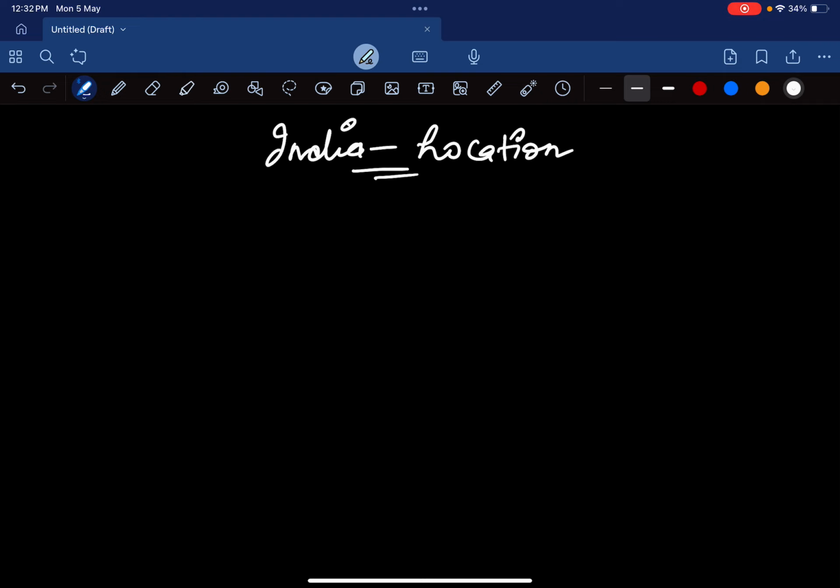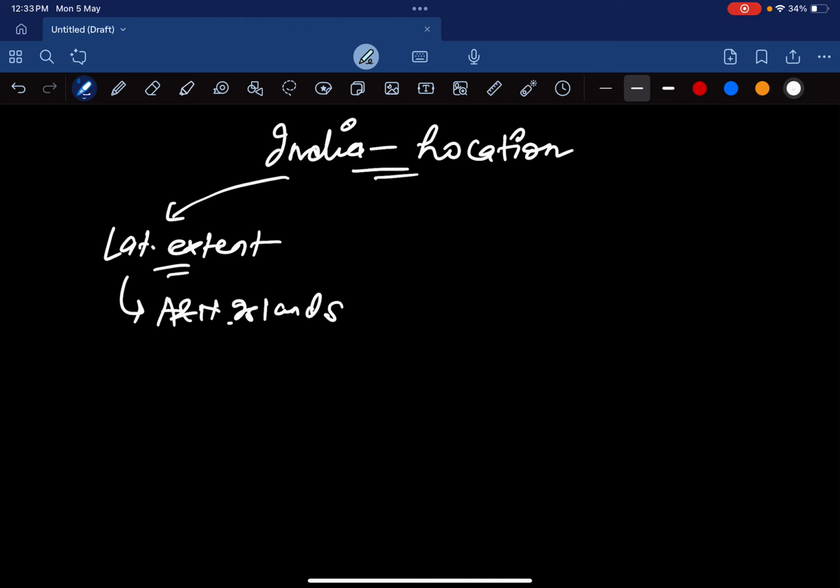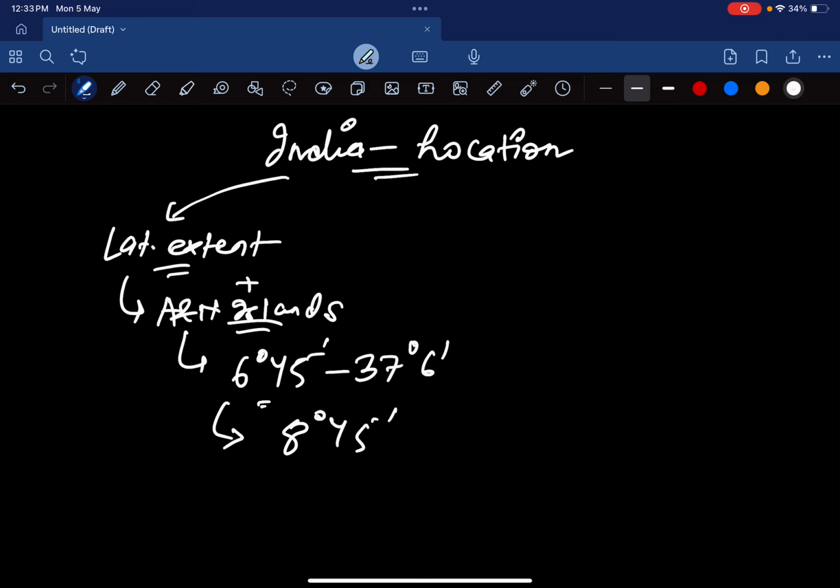So the first thing we'll see here is the latitudinal extent of India. Now if we include the Andaman and Nicobar Islands as well, the latitudinal extent goes from 6 degree 45 minutes up to 37 degrees 6 minutes, right? And if we don't include the Andaman and Nicobar Islands, it stretches from 8 degree 45 minutes rather than 6 degree 45 minutes. So this is one thing.